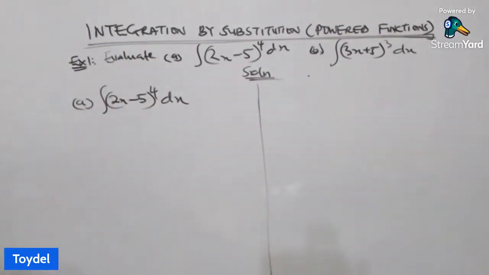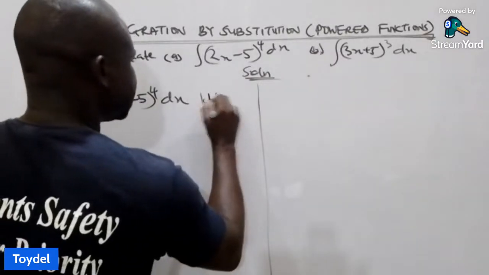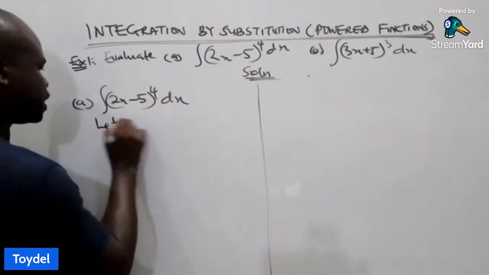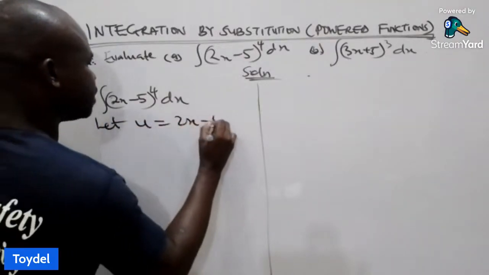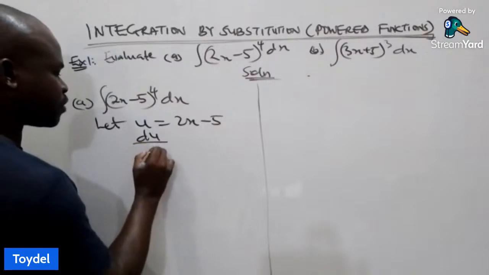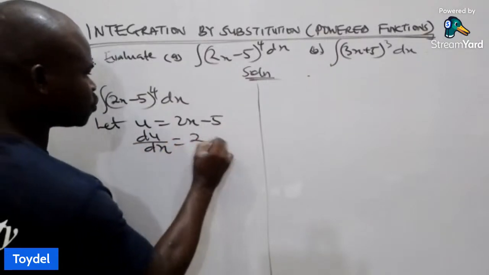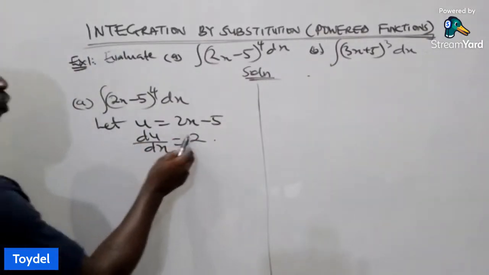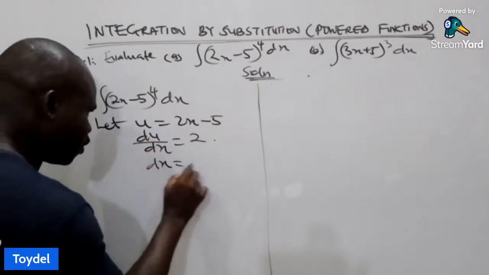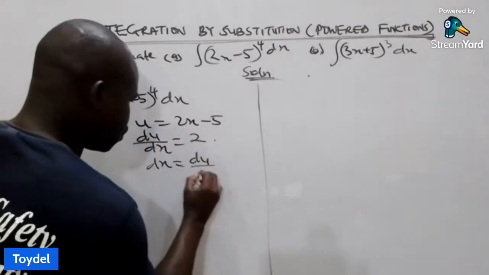In this case, we can represent it: let u be equal to 2x minus 5. If u is equal to 2x minus 5, now differentiate u with respect to x: du/dx will be equal to 2. If du/dx is equal to 2, we make dx the subject of the formula. We say dx will now be equal to du all over 2.